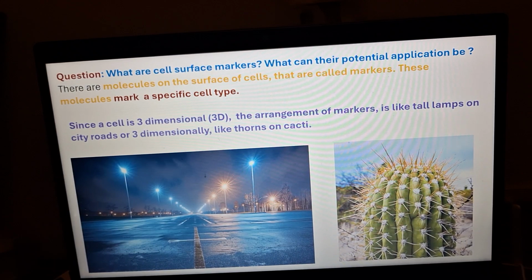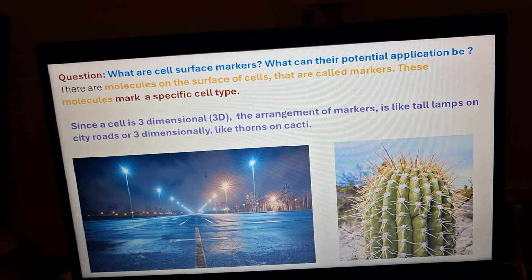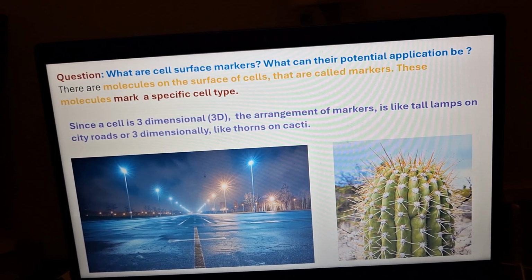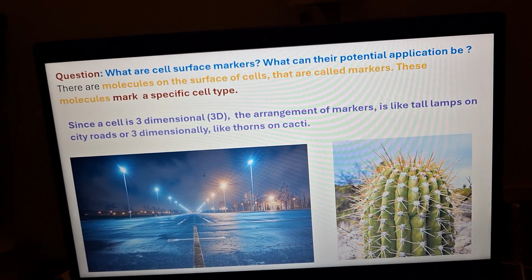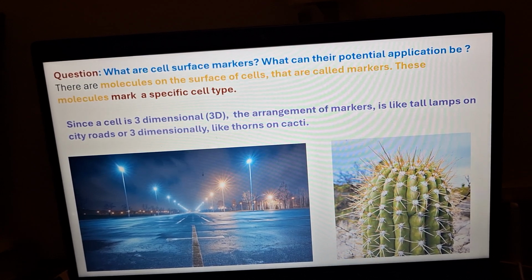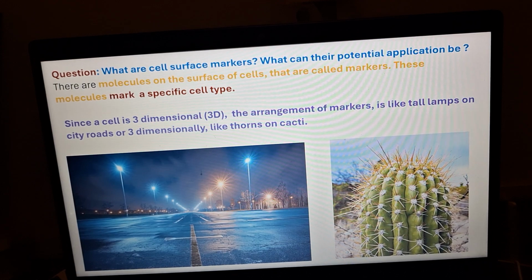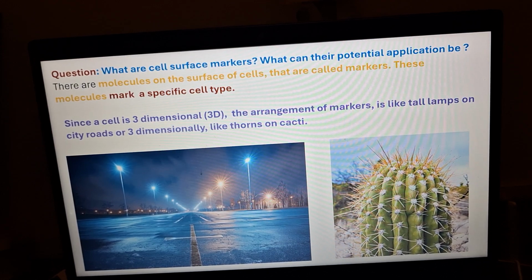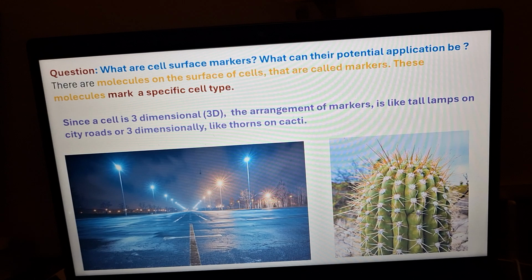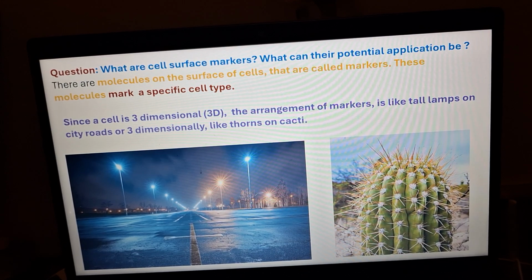Today's video is about the question of what are cell surface markers and what can be the potential application of cell surface markers. So the simple explanation of cell surface markers is that they are molecules on the surface, basically the external surface of a cell, that mark a specific cell type.